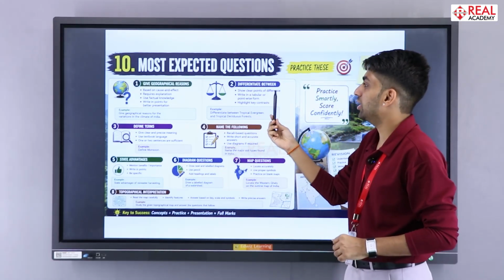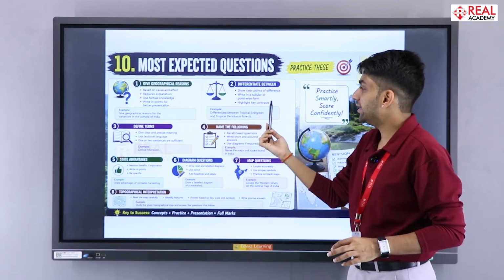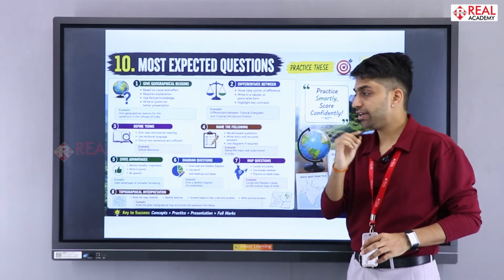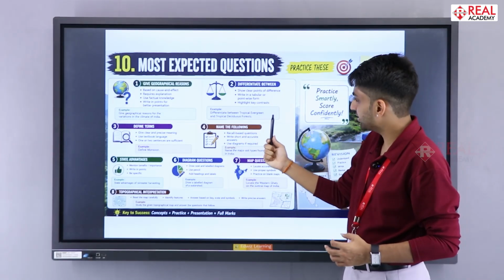The second thing is show clear point of difference. Write in tabular or point form. Highlight key contrast. Just underline the important things. Differentiate between tropical evergreen and tropical deciduous forest.